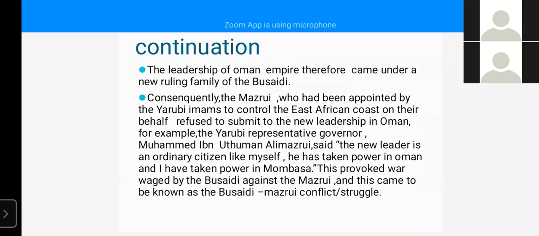And the conflict is about who should be in the leadership at the East African coast. Just like Uganda would have an ambassador, let's say in Kenya, and once government changes, then the ambassador in Kenya says, you who has taken over power in Uganda, you're just an ordinary person. You lead in Uganda, I'll also lead in Kenya at the embassy. And that is not something that is good to the new leadership that wants to prove it has full control.